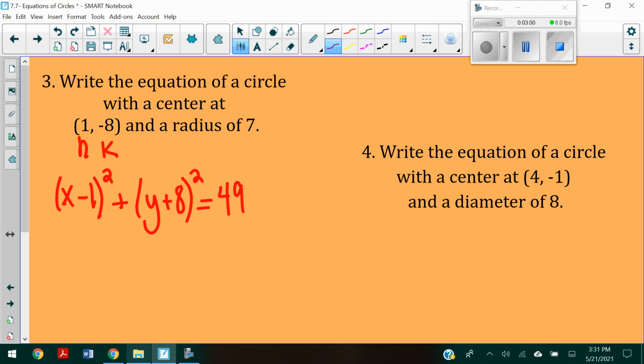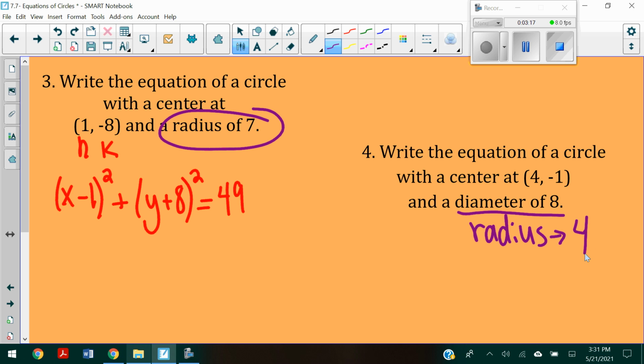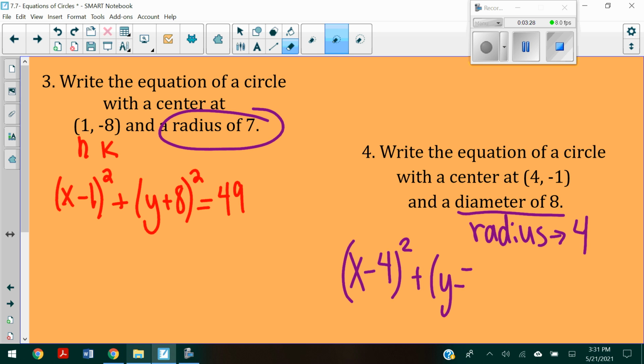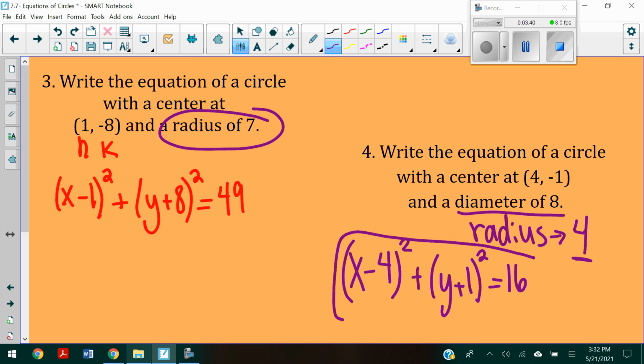Here in number 4, it says write the equation of a circle with a center at 4, negative 1, and a diameter of 8. We have been working with radii. So what is my radius when my diameter is 8? Well, my radius is 4. So x minus my x coordinate, or my h, squared plus y minus negative 1. Let's just write that as a plus 1, squared, equals, now we're going to square our radius. Remember our radius was 4, so this gives us a 16.